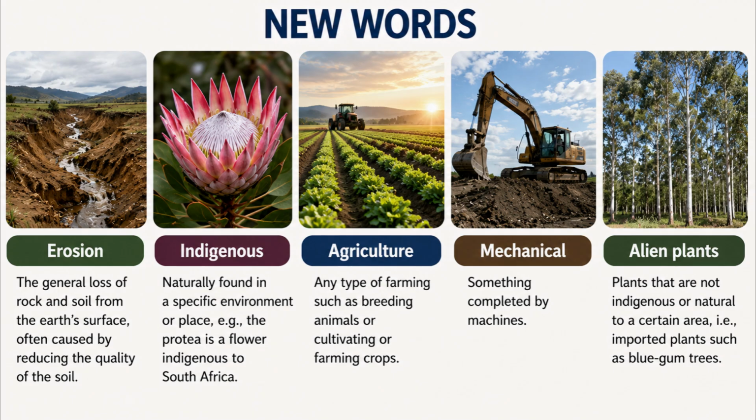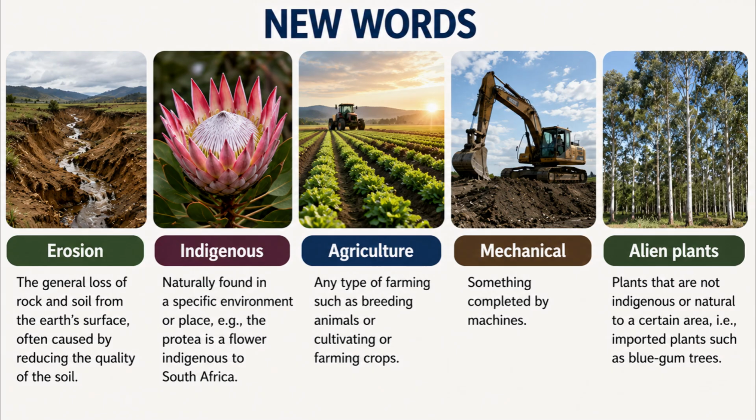Erosion. The general loss of rock and soil from the Earth's surface, often caused by reducing the quality of the soil. Indigenous. Naturally found in a specific environment or place, for example, the protea is a flower indigenous to South Africa. Agriculture. Any type of farming, such as breeding animals or cultivating or farming crops. Mechanical. Something completed by machines.